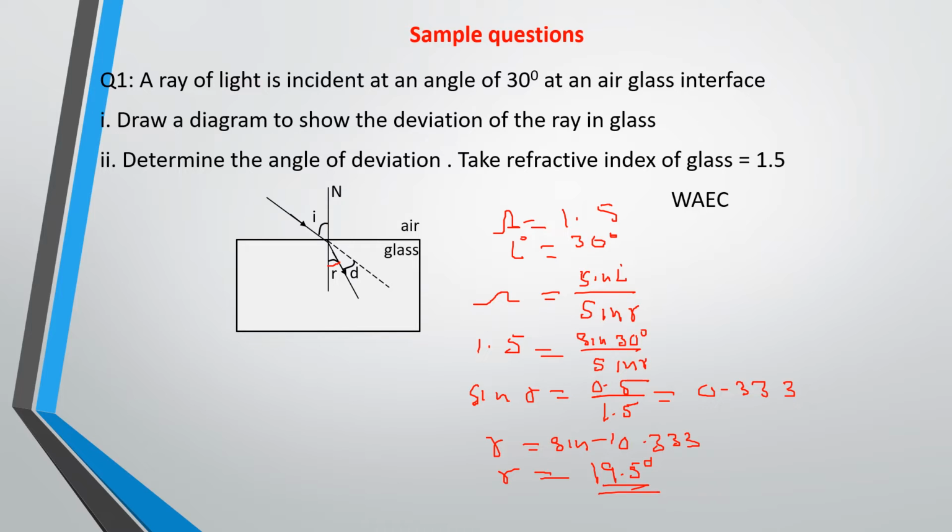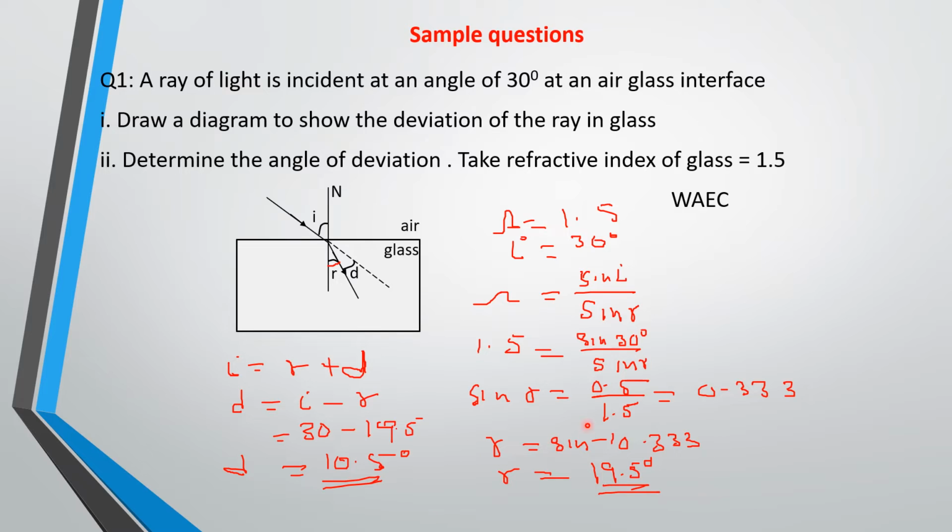From this diagram, we see that the angle of incidence is equal to r plus D, because these two angles are vertically opposite. Since they are vertically opposite, it means that I is equal to r plus D. So D will be equal to I minus r. I is 30 and r is 19.5, so your angle of deviation is 30 minus 19.5, which should give us 10.5 degrees.